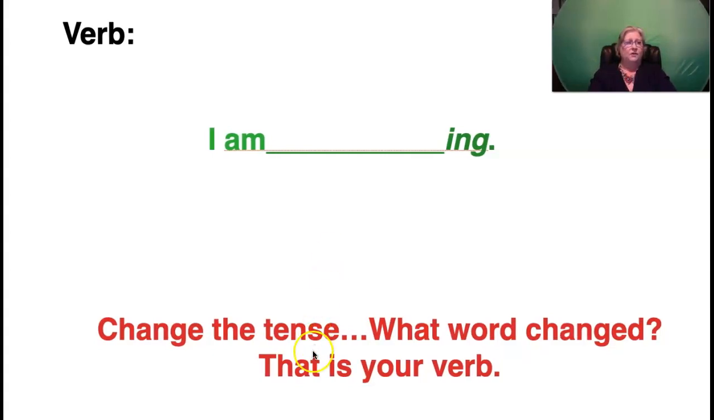Another way to understand verbs is this. Change the tense of your sentence. What word changed? That's your verb. Could be a helping verb, too. The word that changes when you change the tense of the verb, that's your verb. When you change the tense of the sentence, I'm sorry.